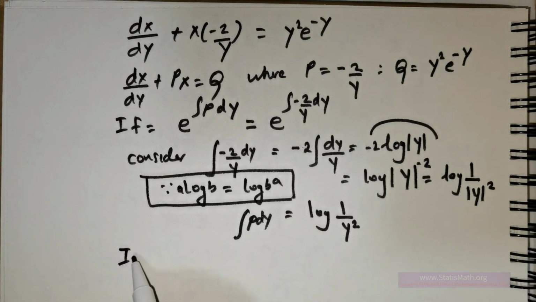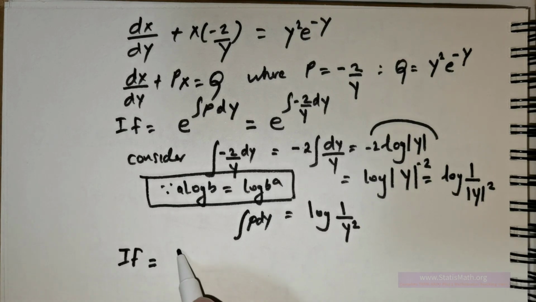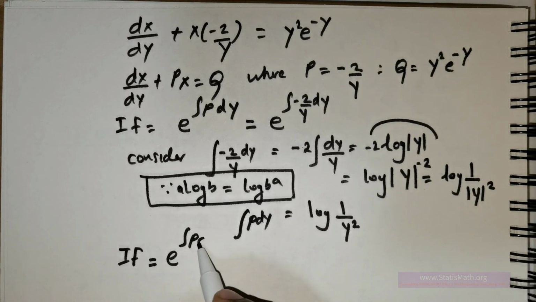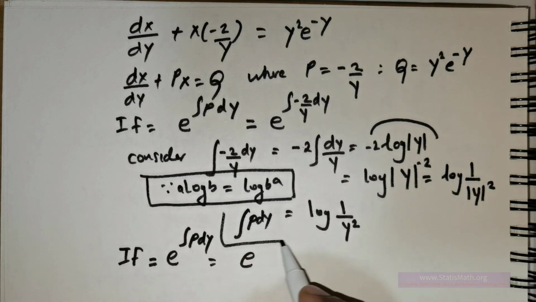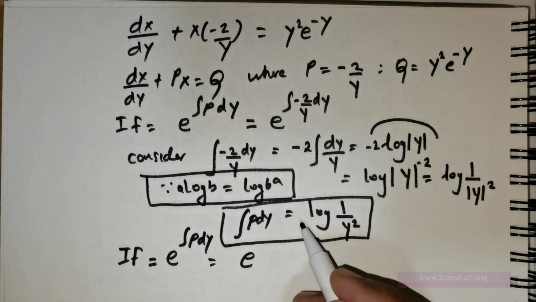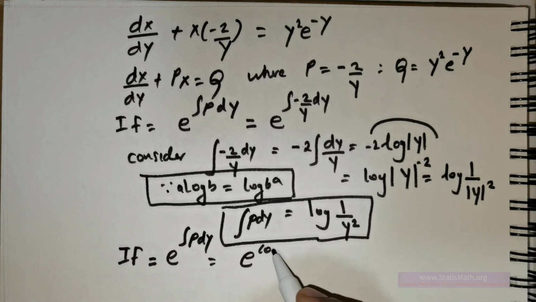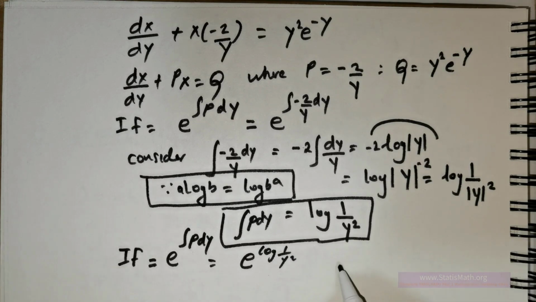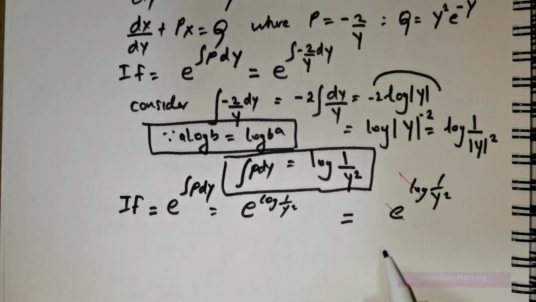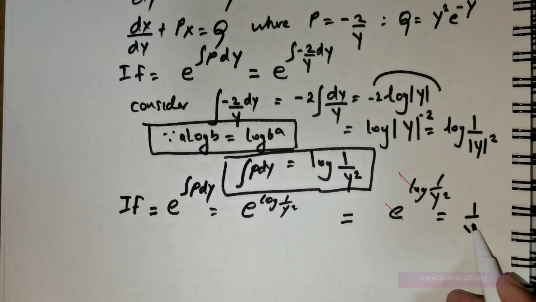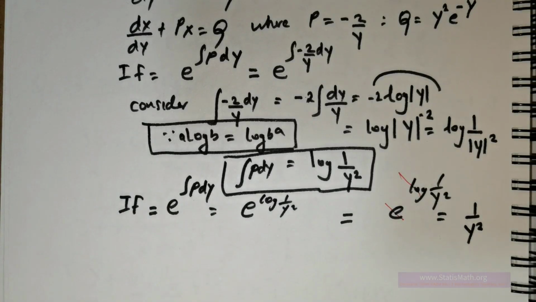But we need the integrating factor. So integrating factor is equal to e raised to the power integral p dy, which is equal to e raised to the power, in the place of integral p dy, we will have to substitute this quantity. So that is going to be log of 1 over y squared. Just for the sake of clarity, I am rewriting it as e raised to the power log of 1 over y squared. Now clearly the e and the log will get cancelled. So that would give us the quantity 1 over y squared. So this is the integrating factor.